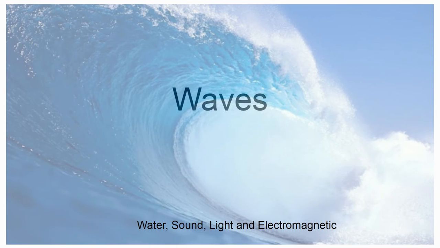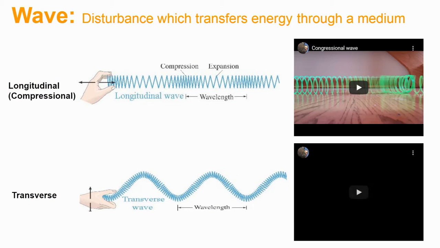Most of us are familiar with ocean waves, water that tumbles over itself and crashes against the sandy beach. But we experience waves all the time: sound waves, light waves, and even electromagnetic waves, which include microwaves, radio waves, and X-rays. But what really is a wave, anyway?